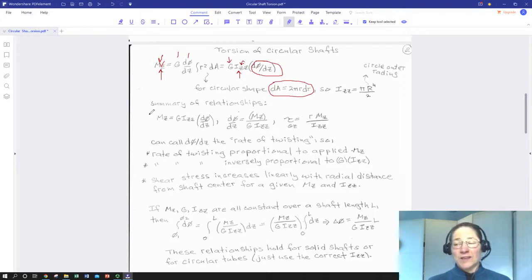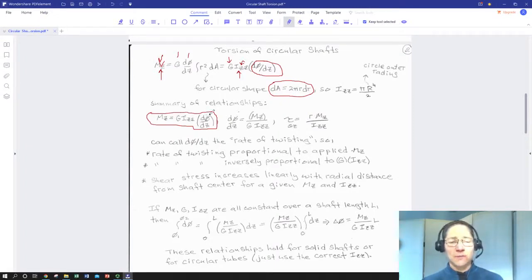So we're going to summarize the relationships here, and these all just fell out of our assumptions of strain in one element of the strain tensor only, that gamma theta z being all we had. So all of this dropped out. We have applied moment being equal to shear modulus, moment of inertia for the cross section, times the rate of twist angle per unit shaft length.